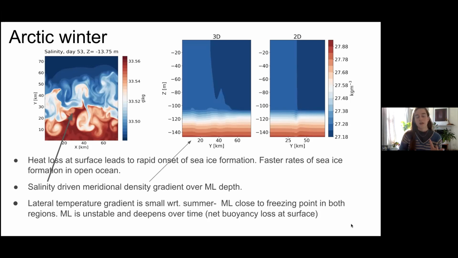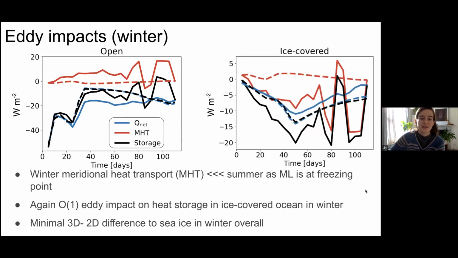Whereas the temperature gradient is constrained by the regions being at freezing point, and in this simulation, the mixed layer deepens over time and is unstable. So you can see that these profiles, these density profiles on the right here, compared to the summer ones, are basically unstratified within the mixed layer. And this mixed layer depth deepens over time. So hopefully you've got in your minds the winter simulation now.